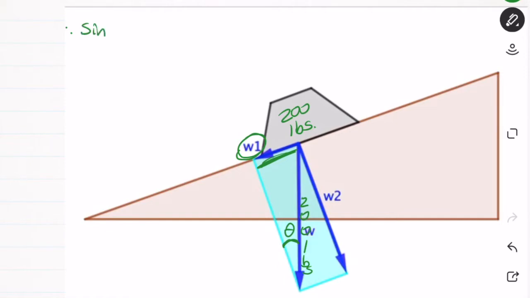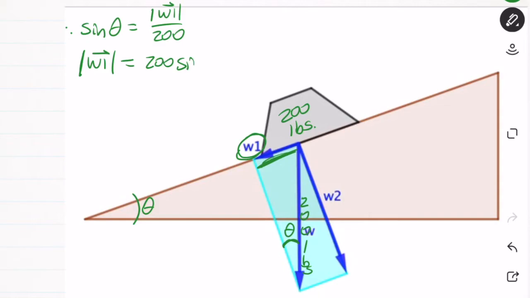So this becomes sine of theta. Remember, theta is the elevation of the ramp, is going to equal opposite, the magnitude of W1, over the weight of the object, that 200 pounds. So then we get that the magnitude of W1, the amount of force going down the ramp, is equal to 200 sine of theta. All right. So now let's get rid of that part, leave the 200 pounds, but I'm going to write it differently.